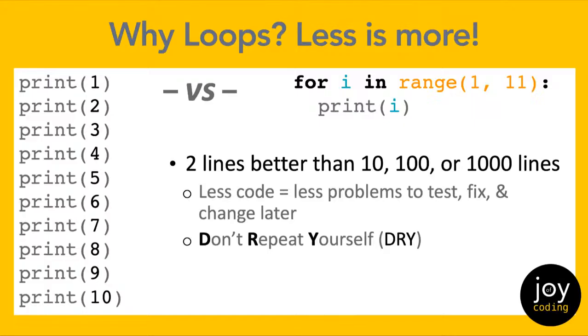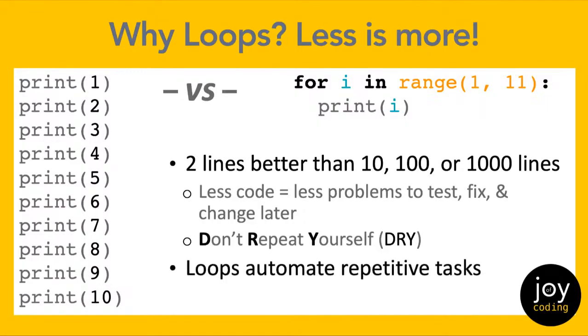Whenever we're copying and pasting, it's usually an indicator that there's a better way to go about solving our problems. And it's up to us as programmers to learn how to do it in that better way. For loops are going to allow us to automate repetitive tasks. Let's dive deeper into how for loops in Python work.